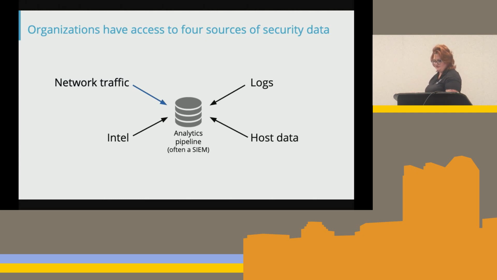So a lot of times we need complementary tools: the network for the breadth, the endpoint for the depth, the intel for your external piece of it, and then your logs for your operational detection. So how does Zeek help you monitor all of this and make sense of it?